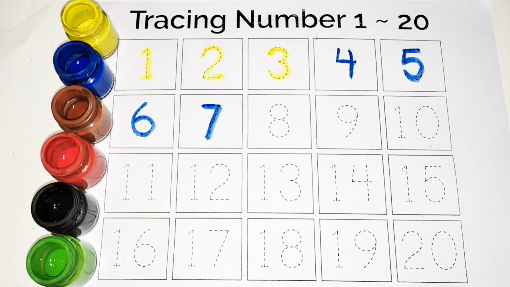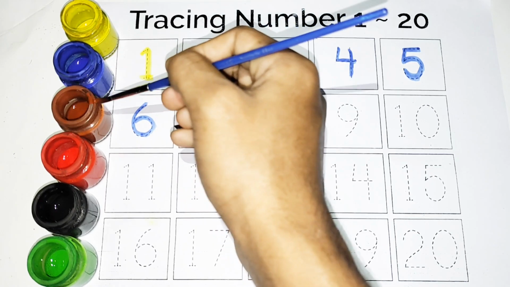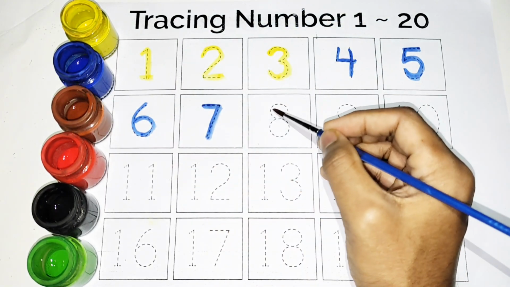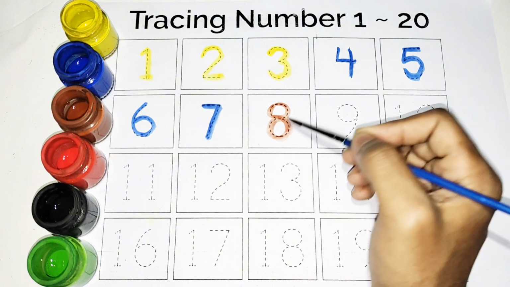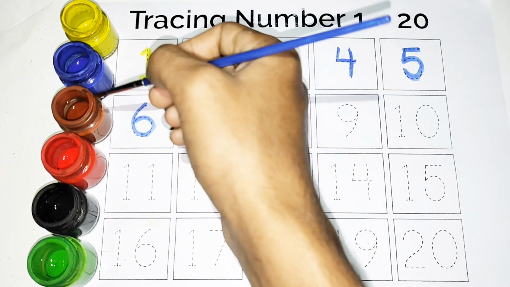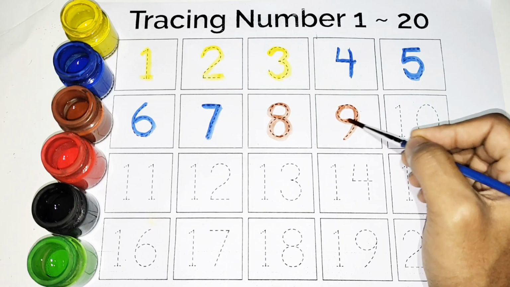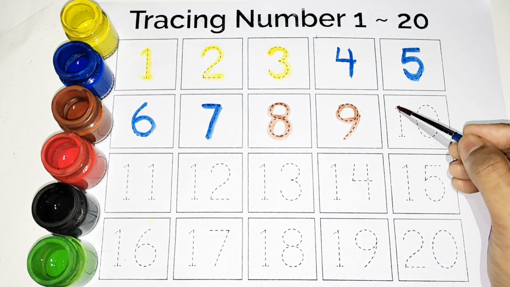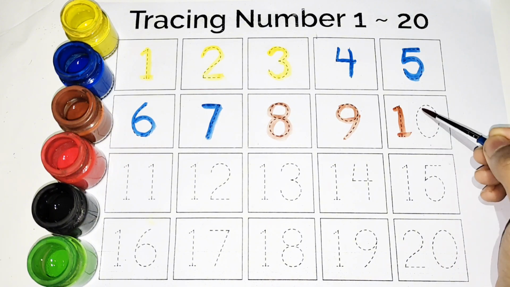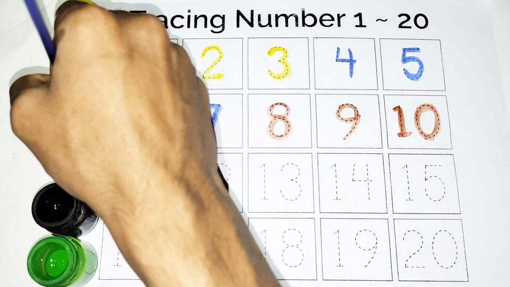Kids, the next one is 8. Now we use brown color. Now we draw the number 8. The next one is 9. N-I-N-E, 9. Now we draw 10. T-E-N.